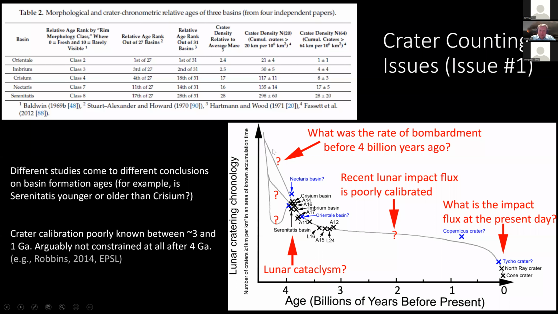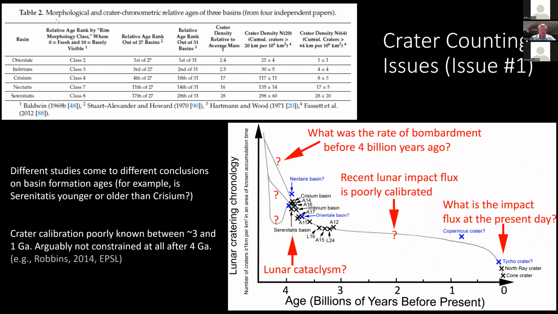And we have no idea what the rate of bombardment looked like before about 4 billion years ago, because everything that we've dated from the lunar surface that we think is from an impact event tends to be younger than 3.9 billion years. So the calibration is very poorly constrained, especially between 3 and 1 billion years. It's arguably not constrained at all after 4 billion years. And the uncertainties on the calibration can be as big as 1 billion years.